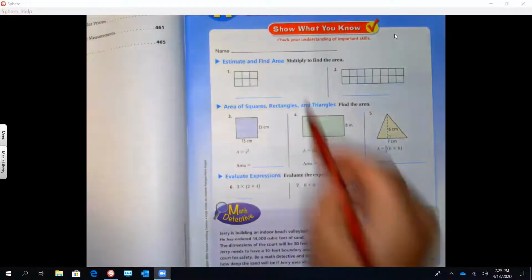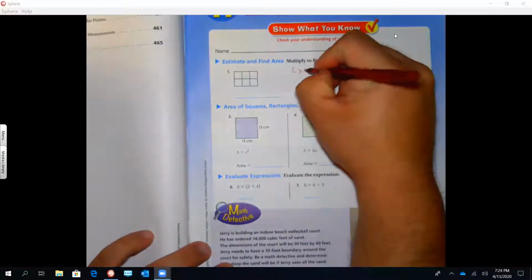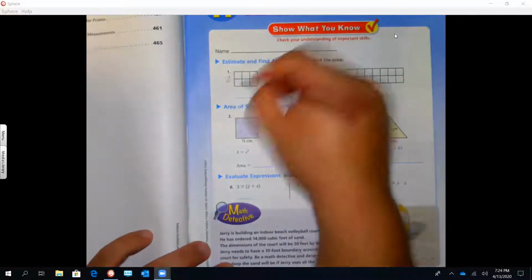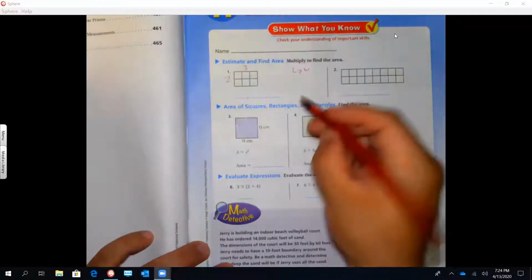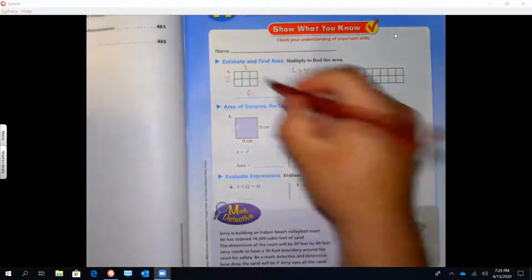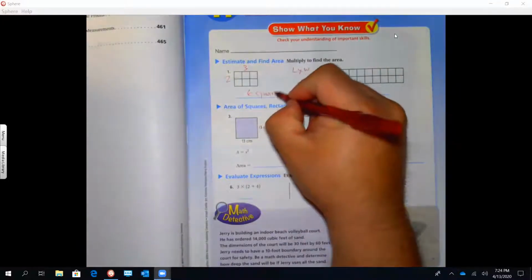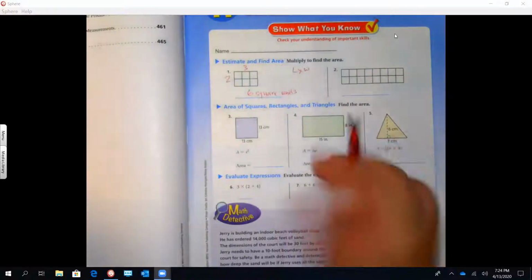So it says multiply from the area. Remember, area is length times width. So this is a 2. This is going to be a 3. So 2 times 3 equals 6. So this is 6 square units.